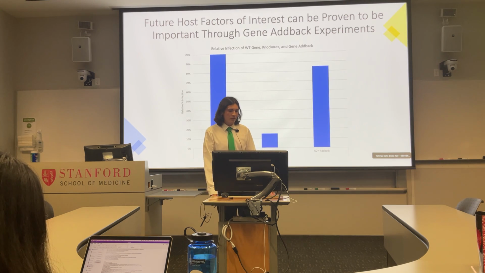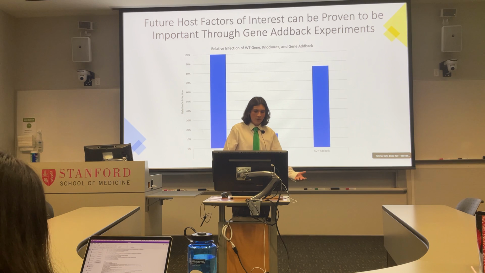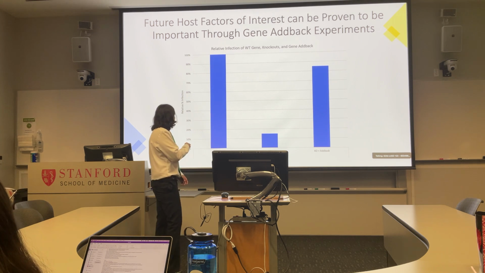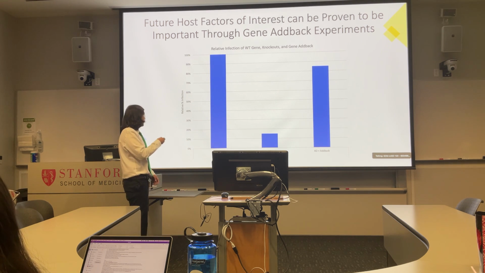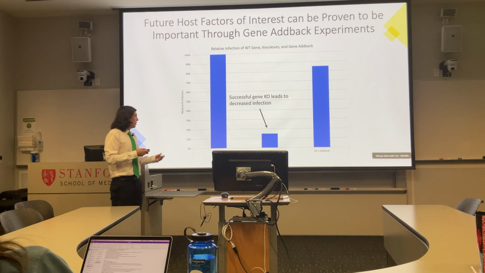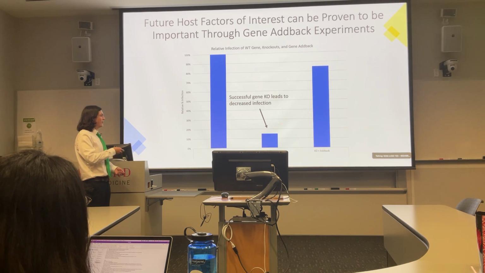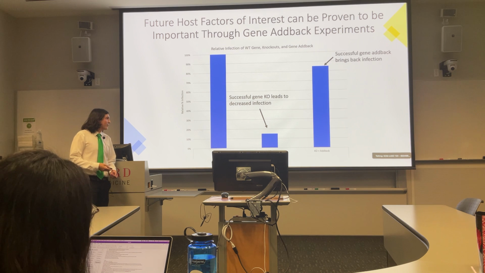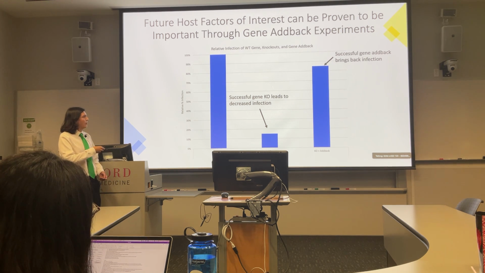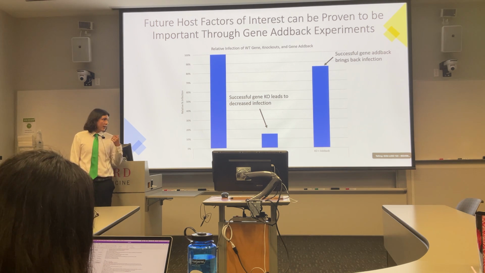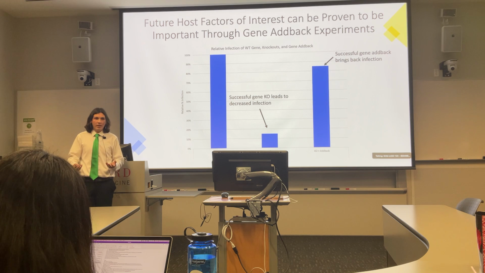So it would look something similar to this, where we have a host factor of interest, and then try to prove it's important through gene add back. So here, similar to what we did, we'd have a wild type gene with a 100% infection, and then, if we have a successful host factor, we'd have decreased infection. And then additionally, we'd be able to add back this gene, and we'd have infection go to either baseline or close to it. And I just also want to make sure to point out this isn't actual data, this is something hypothetical of what it would look like.